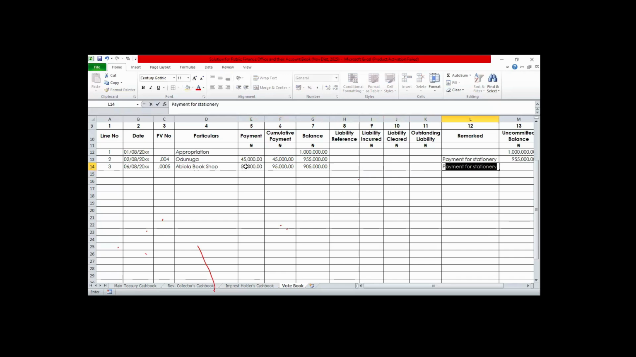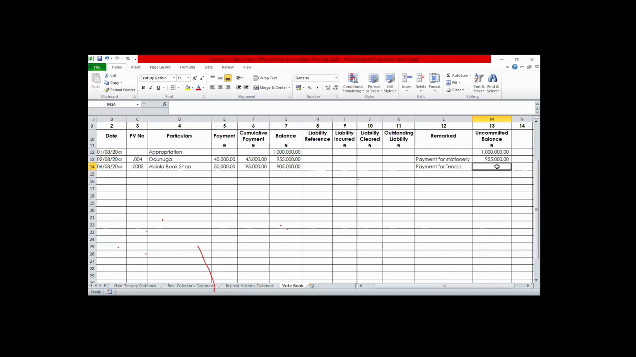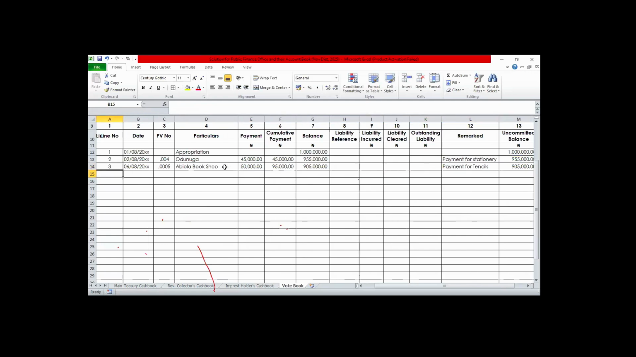Then we come here. Payment for what? What do we make payment for? For the supply of stencils. Payment for stencils. How much? Then we now deduct it from this. Minus 50,000. What's the next one? 10820XX.